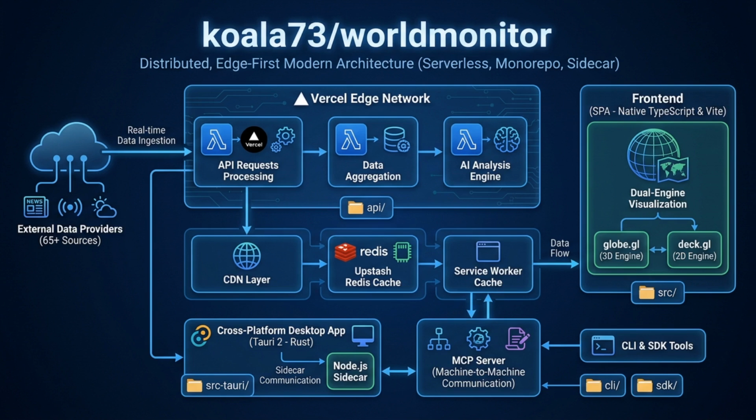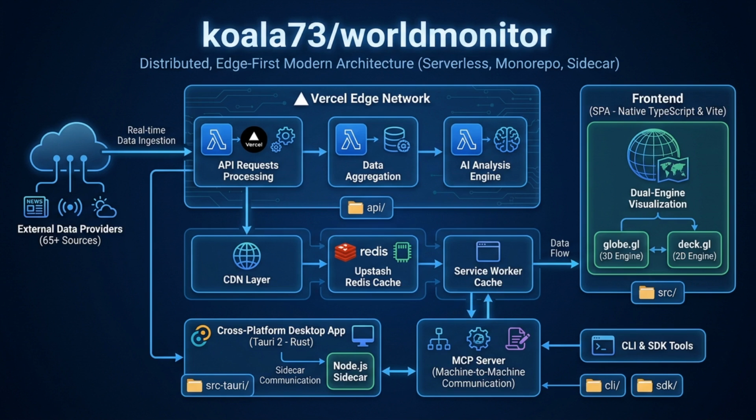Now for the visuals. worldmonitor masterfully combines two powerful libraries. It uses Globe.gl for that stunning, interactive three-dimensional Earth view, and deck.gl for highly detailed two-dimensional map layers. This dual-engine approach makes it possible to smoothly render complex, overlapping datasets, everything from commercial flight paths to military movements.